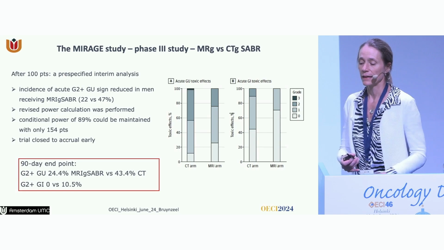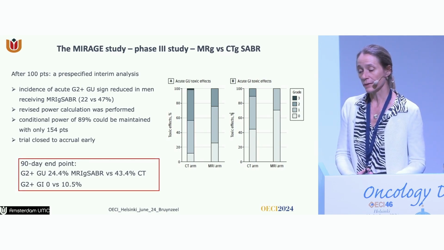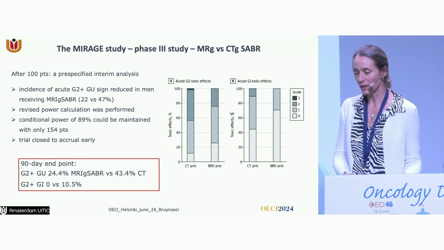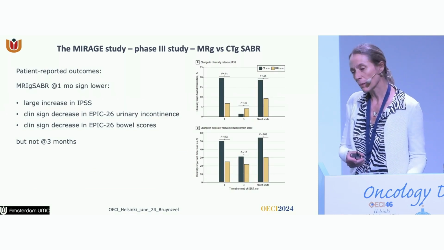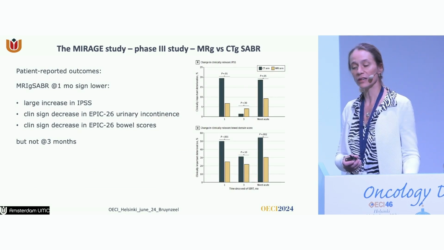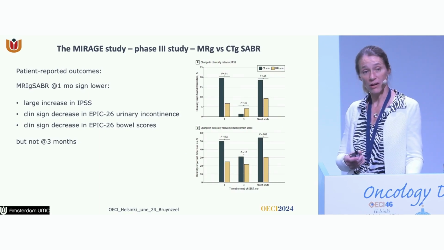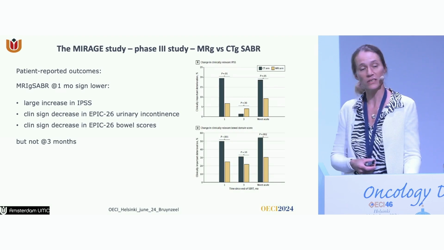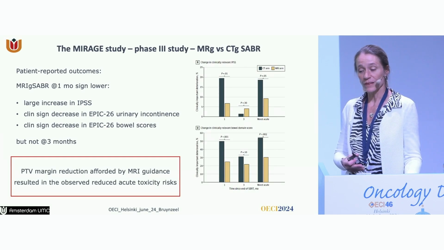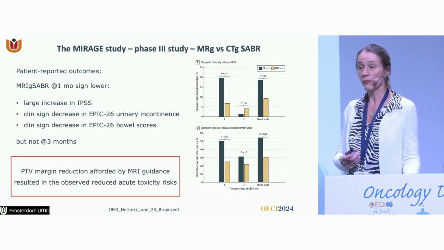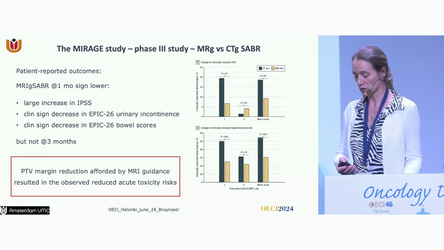And again, the 90-day endpoint showed that the grade 2 or higher GU and GI toxicity was significantly lower in the MR group. After 1 month, some patient-reported outcomes were significantly lower in the MR group. For example, there was a lower rate of large increase in IPSS. However, this was not observed after 3 months. So it was concluded that the PTV margin reduction afforded by MR guidance resulted in the observed reduced acute toxicity risks.